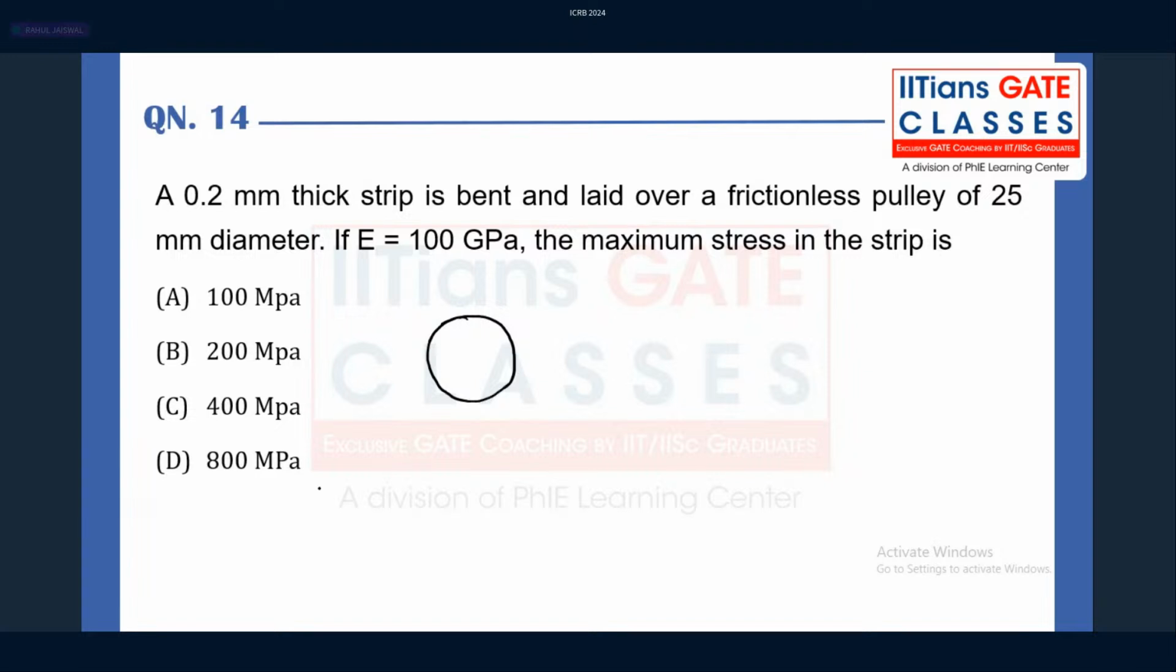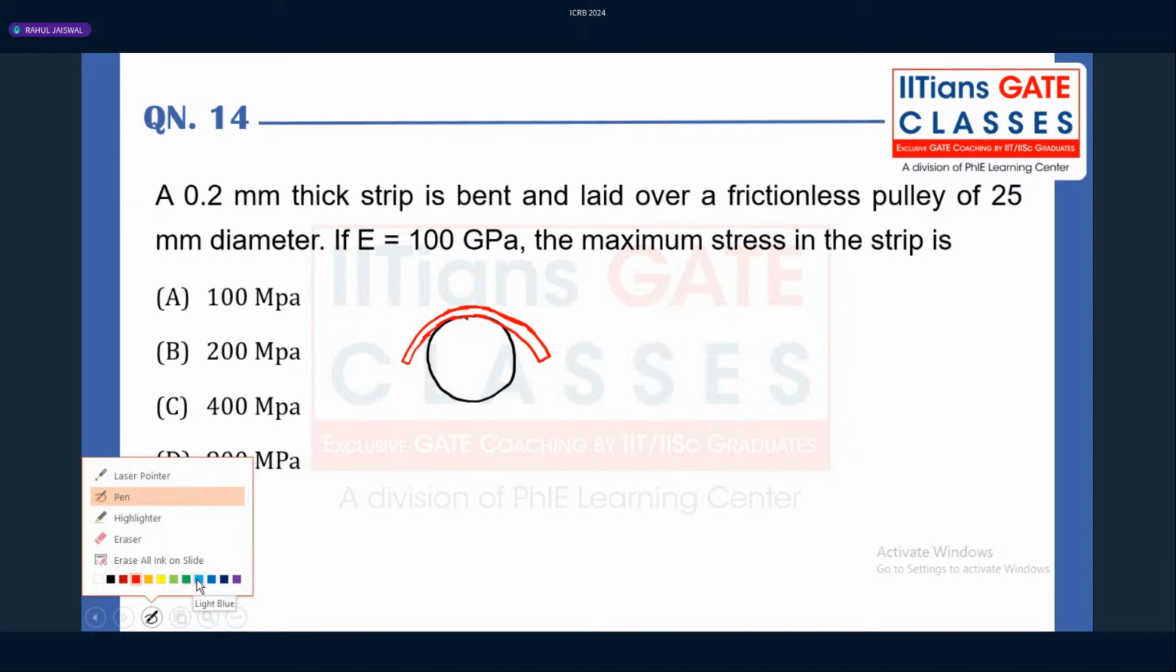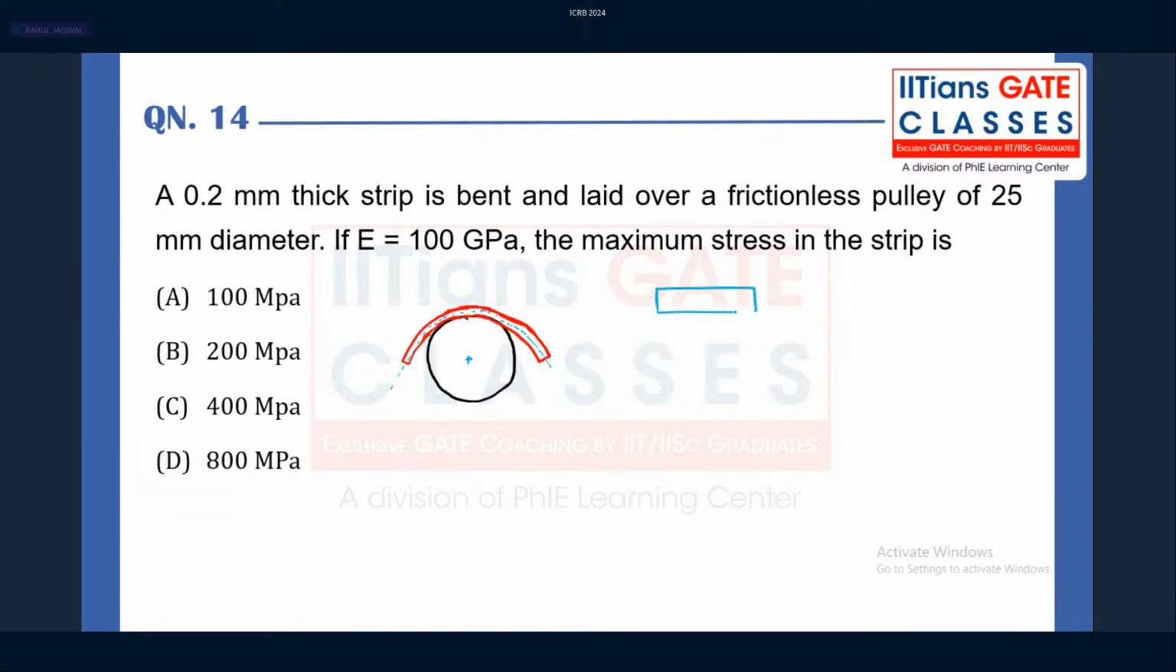So if you see, there is a pulley, and on that pulley we have a 0.2 mm thick strip which is bent over that pulley. If we write down the radius of curvature from the center, it is passing from the center to the neutral axis. The neutral axis will be exactly midway of the strip. If you take the cross section of this one, understand this is the neutral axis, and this total is 0.2 mm.